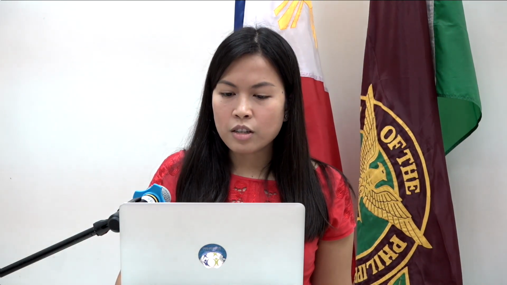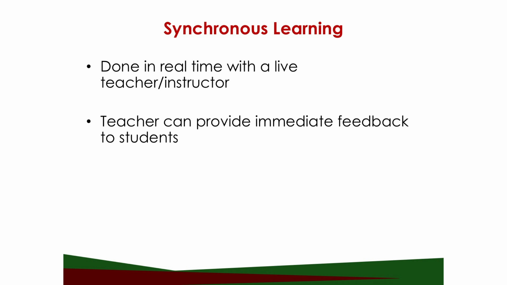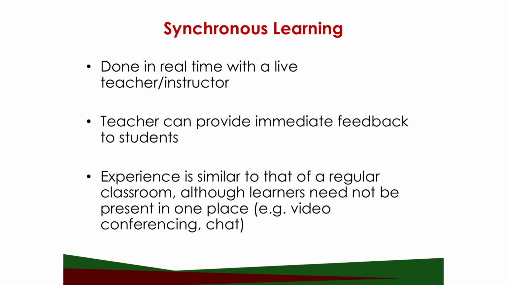So let's study further what synchronous learning is. Synchronous learning is done in real time with a live teacher or instructor. For example, right now I am doing a lecture and some people are listening. This is an example of synchronous learning. The teacher can provide immediate feedback to students. If your students are with you, connected to you online, they can ask and you can immediately provide feedback, just as in face-to-face sessions. So their experience is similar to that of a regular classroom, but you don't have to be in the same location.